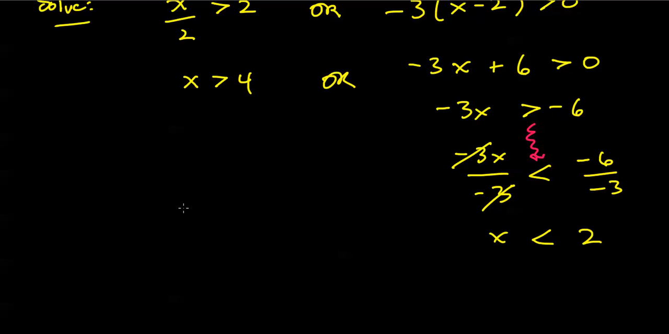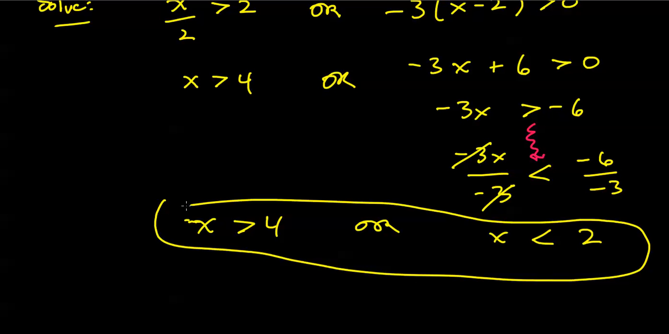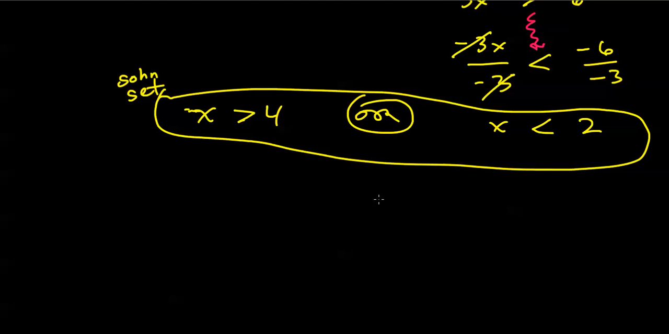So let me carry this down. I get x as my solution set. x is greater than 4 or x is less than 2. So let me circle that. This is my solution set. And notice, to be correct, you need to actually write down that OR statement in your final answer. x is greater than 4 or x is less than 2. Let's graph this solution set.